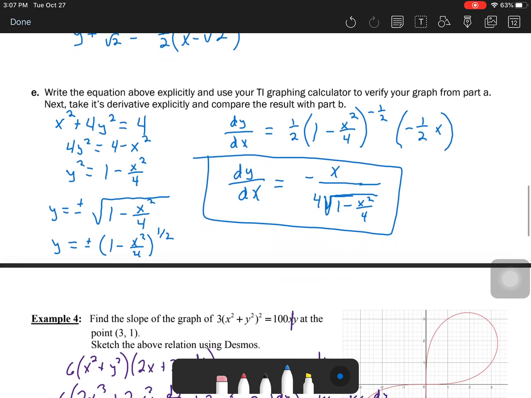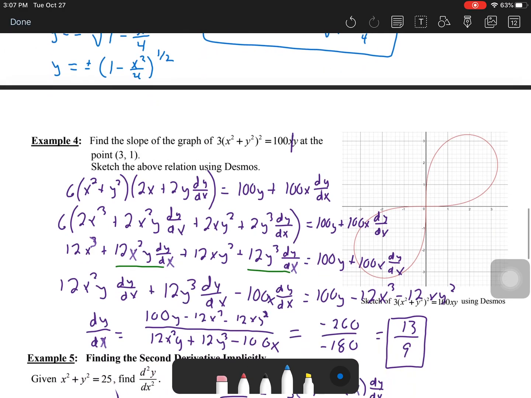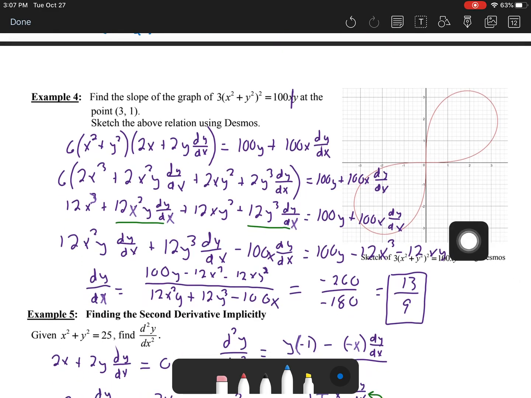Okay. All right, and then the last couple examples, I've got them worked out to save a little bit of time here. So we've got kind of a weird function. It looks almost like a figure 8 diagonally in the coordinate plane. So here's what we've got: 3 times quantity x squared plus y squared, and that quantity squared, equals 100xy. Okay, so we're going to find that. It says find the slope of that equation at (3, 1). Okay, so the sketch of it I just did a screenshot of Desmos and put that there.